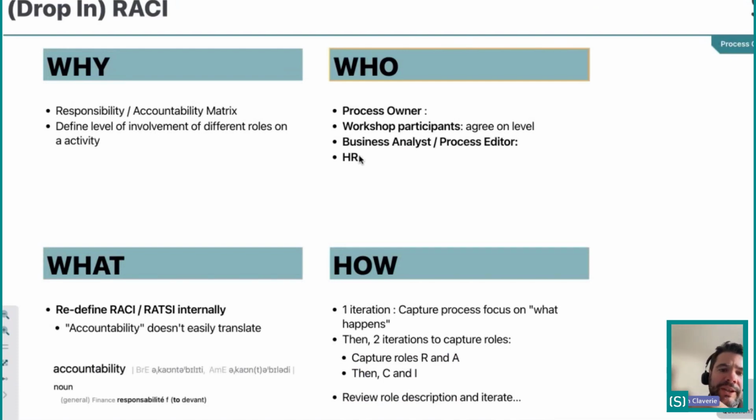The results of this RACI matrix may be of interest to everyone, but in particular to HR when creating new job descriptions. If you are designing a new future process where you need to recruit, HR will be involved. And ultimately, the process owner, as always, must have a 100% good understanding and buy-in of what you have mapped for him or her.